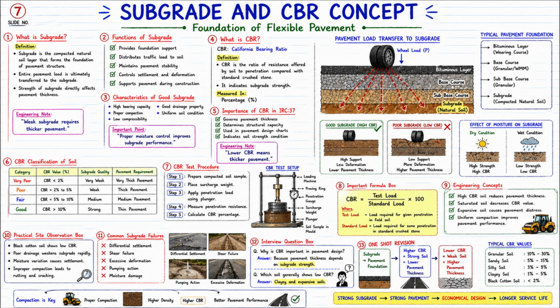Now let us look at the 10th topic: Practical site observation box. Black cotton soil shows low CBR. Poor drainage weakens subgrade rapidly. Moisture variation causes settlement. Improper compaction leads to rutting and cracking.